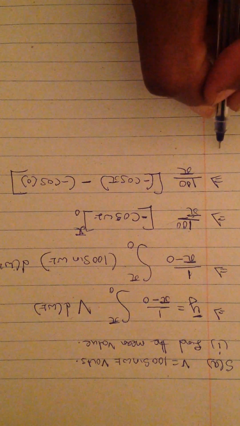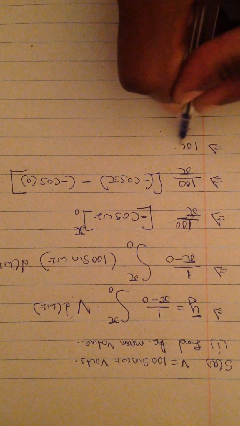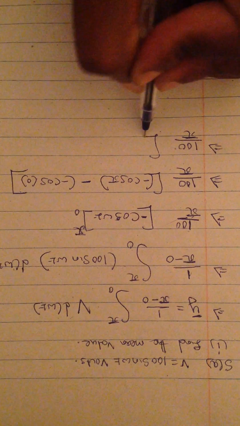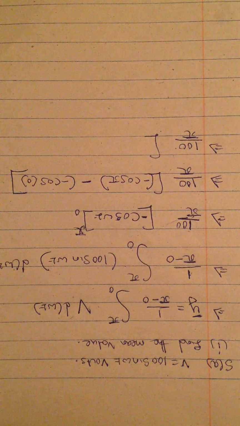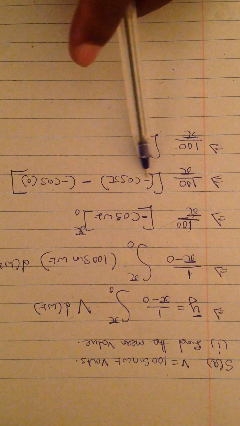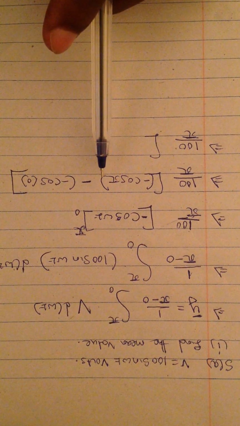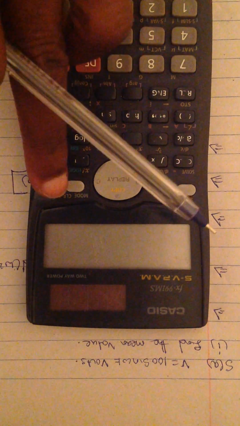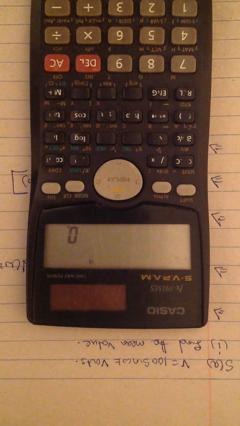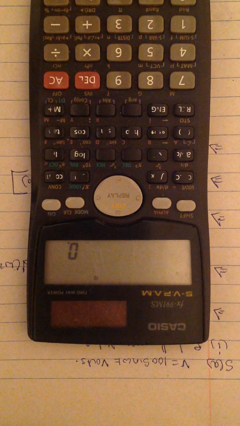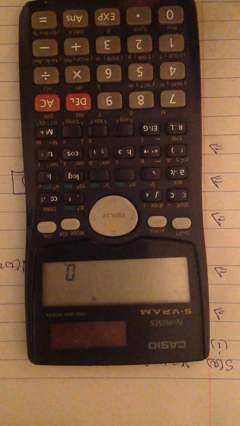We have this. The next step, it will be 100 over pi. You know how to integrate, guys, when you're given these values. Okay, so now here what you're supposed to do, you're not supposed to punch directly negative cos pi in degrees. You're going to get a wrong answer. What I mean is, here is your calculator. You switch it on. Let me reset it. When you reset your calculator, it goes back to degrees.